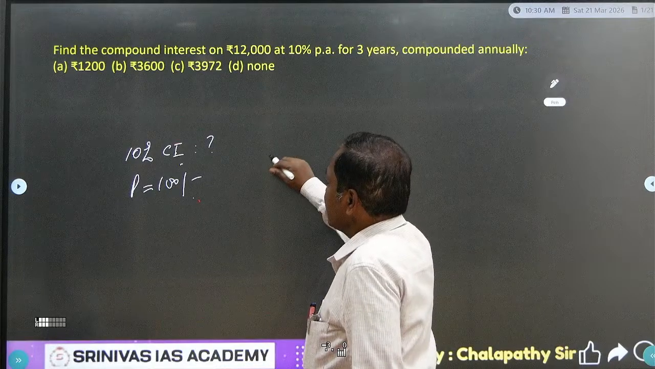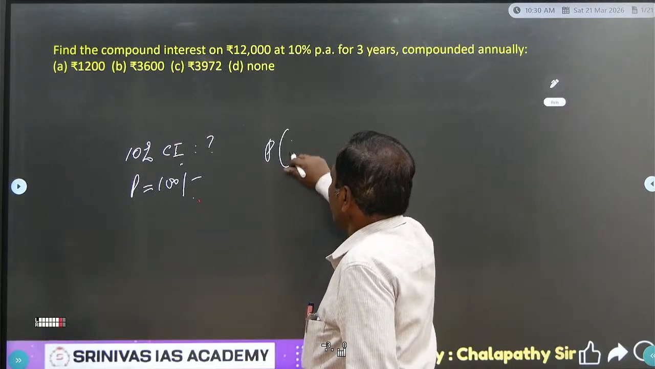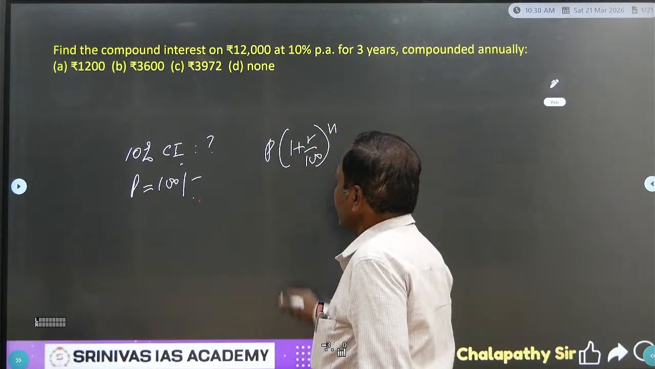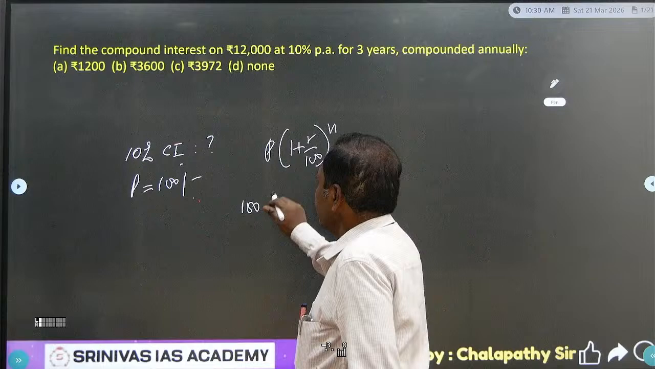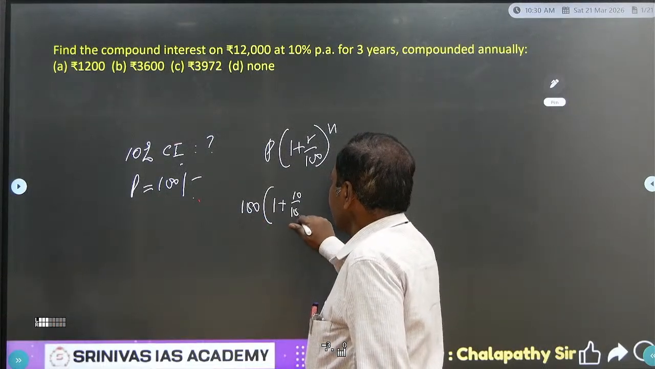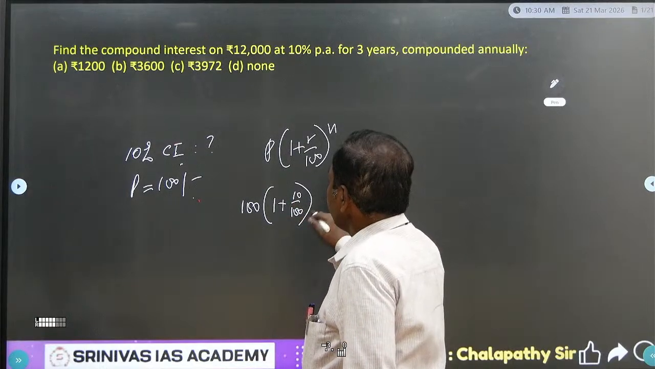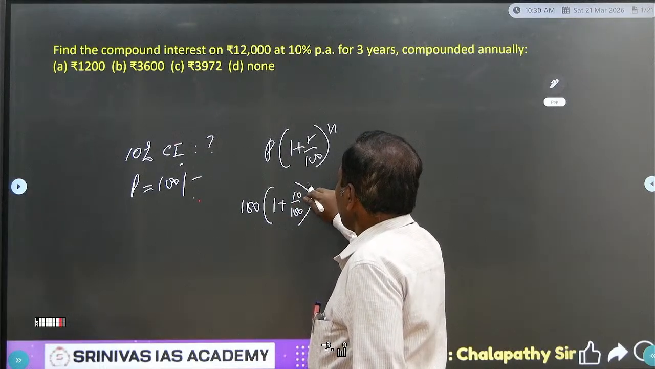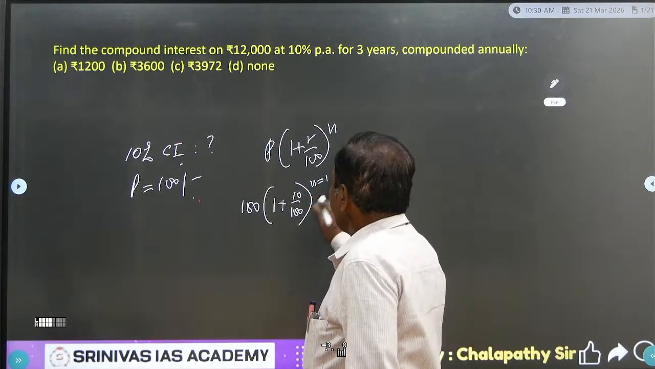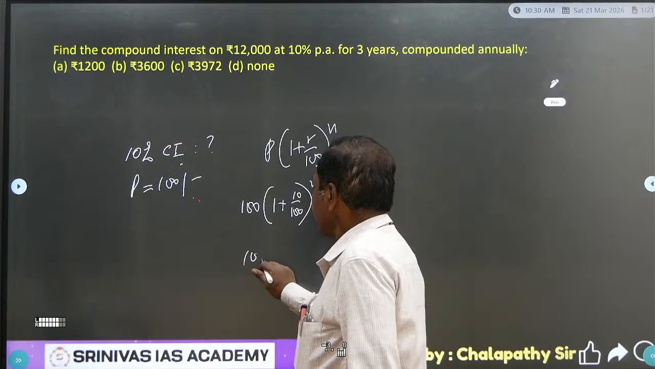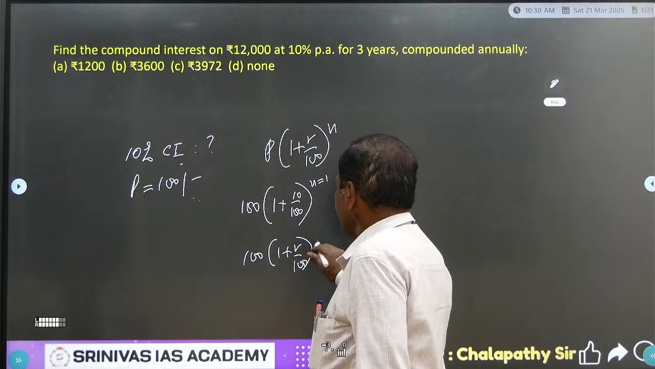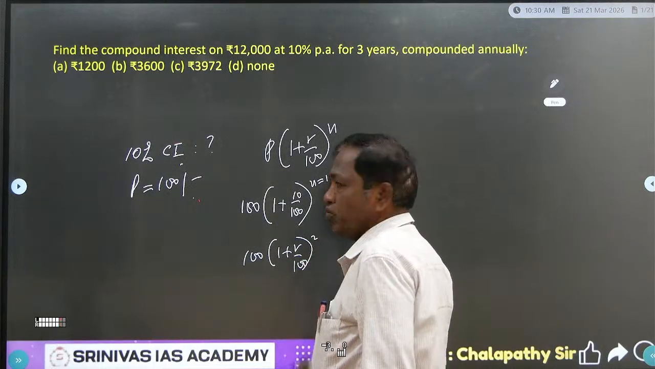How do we see that? Amount is P into (1 plus R by 100) to the power of N. And what is P? 100 into 1 plus rate of interest, 10%, to the power of N. This is compounded annually. Annual becomes what? Only 1 year you can take. If it is 2 years, 100 into (1 plus R by 100), N is 2.